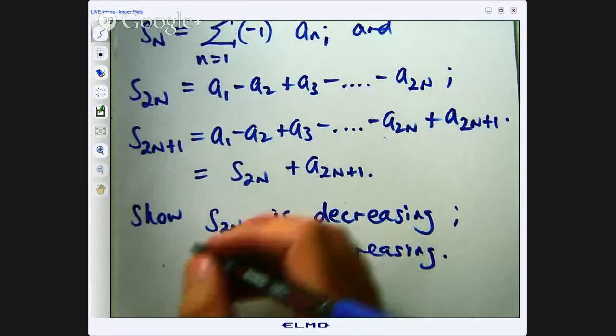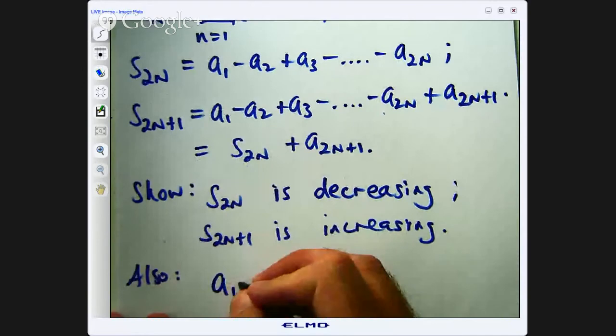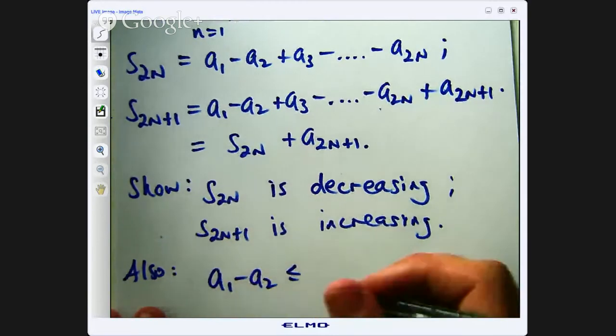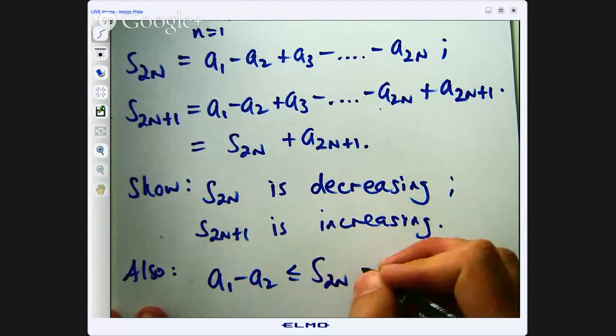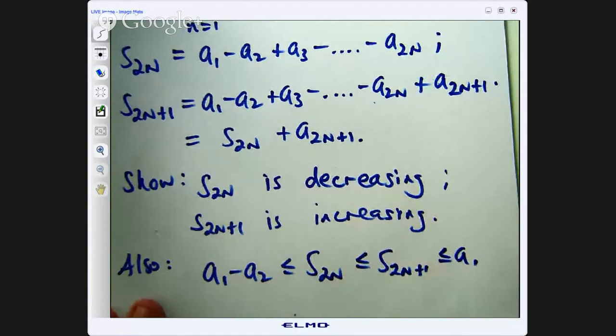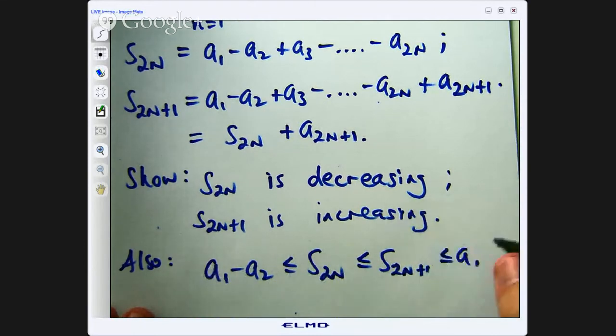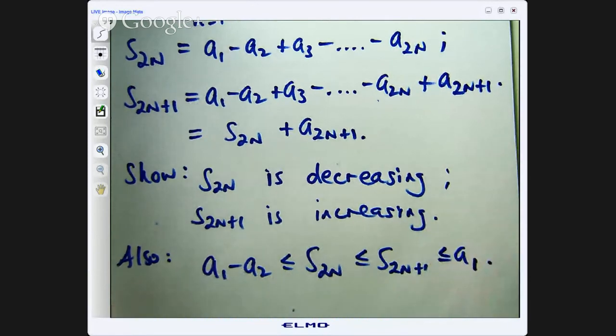So the last thing, you can show this, and I think the inequality is something like this. So this increasing sequence is bounded above by A1. This decreasing sequence is bounded below by this. These are just finite numbers, right? So the monotone convergence theorem applies to both S sub 2 big N and S sub 2 big N plus 1. In other words, they both have to have limits.